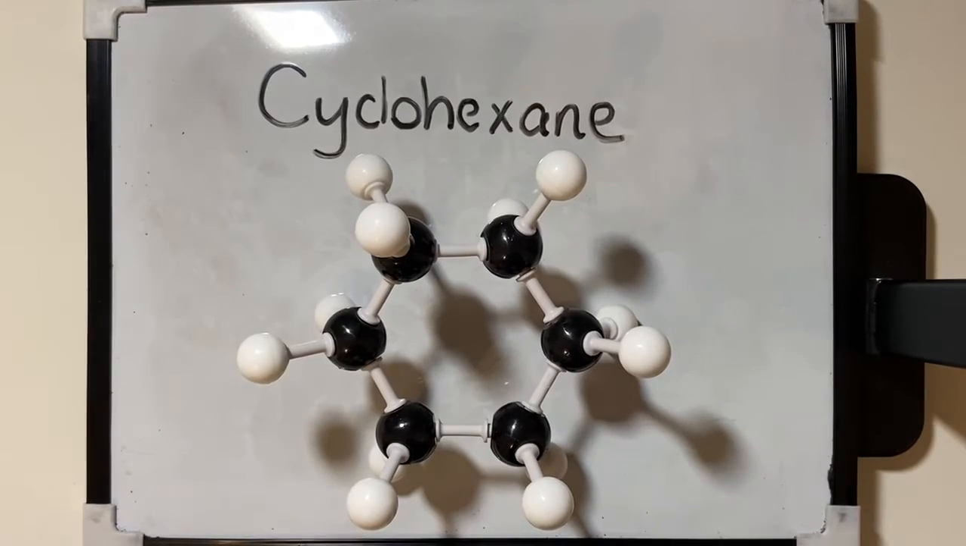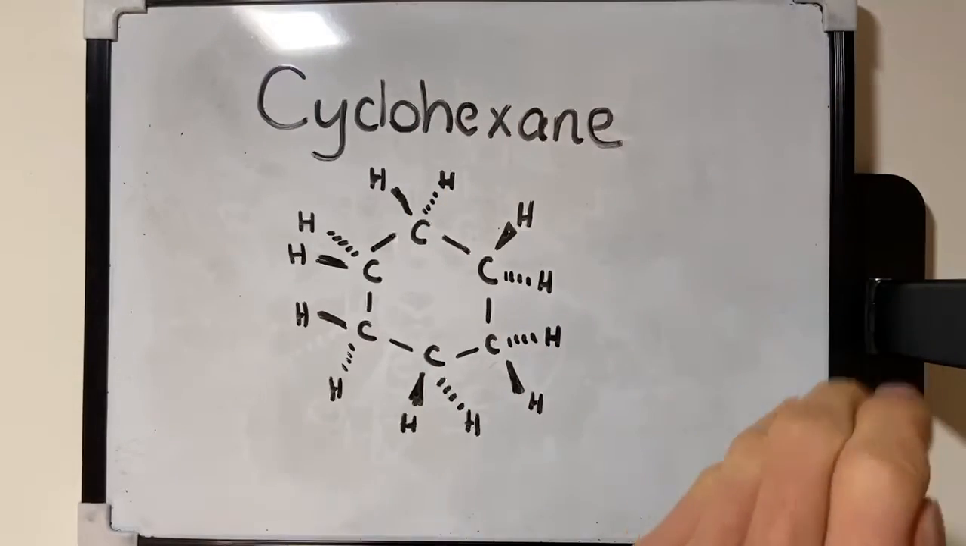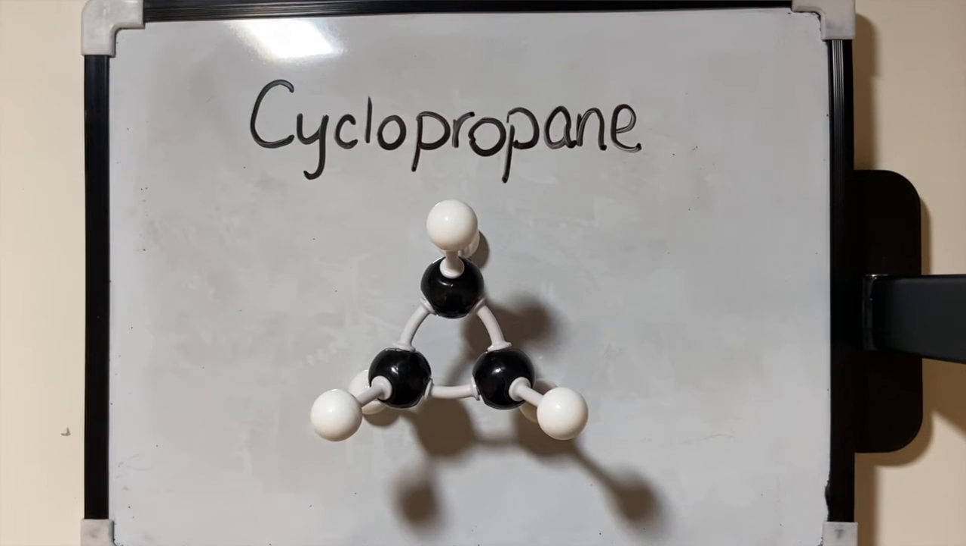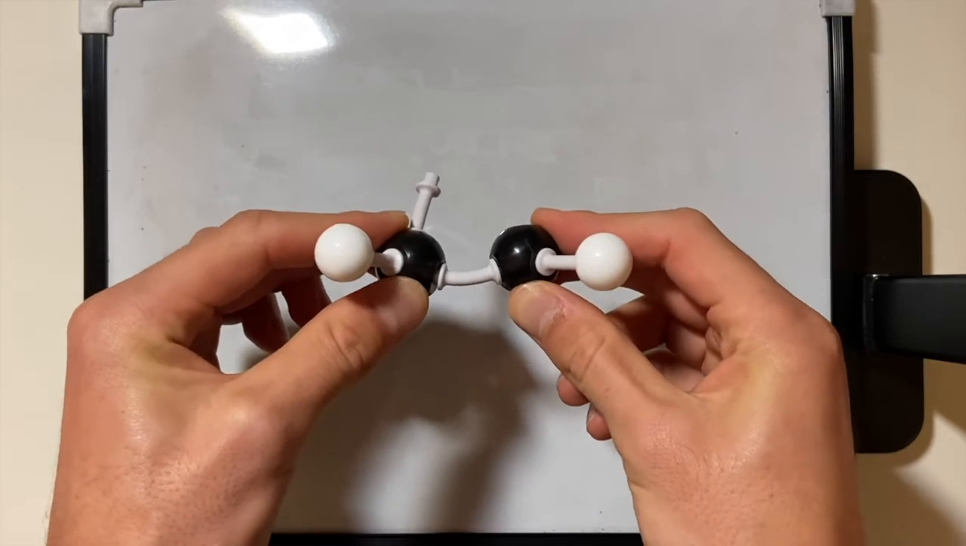It is also possible for hydrocarbons to come in a ring structure. To name these compounds, we simply add the prefix cyclo in front of the alkane name. For example, here we have cyclohexane, which we can draw in the 3D format as shown here, or in the shortened version as shown here. One important point to note is that the smallest ring structure possible is cyclopropane, with 3 carbon atoms. It is not possible to make a ring with methane, 1 carbon atom, or ethane, 2 carbon atoms.